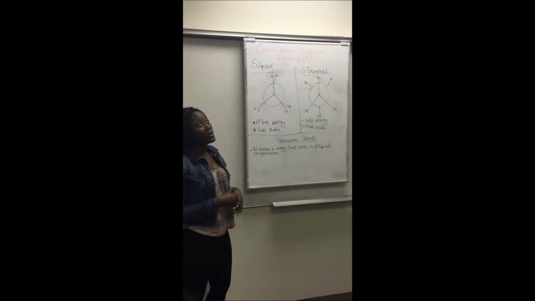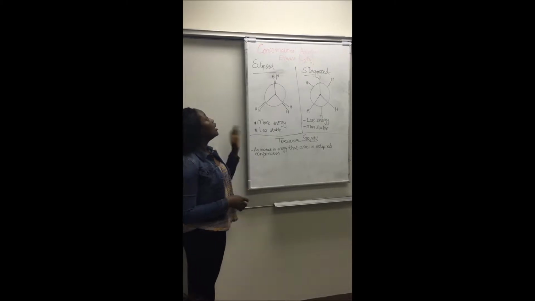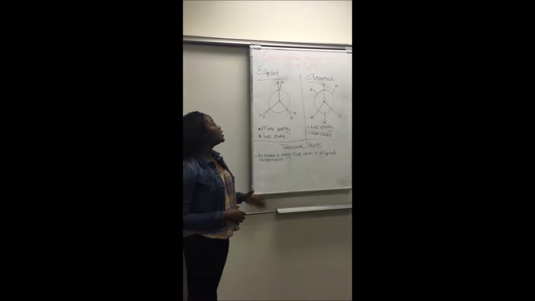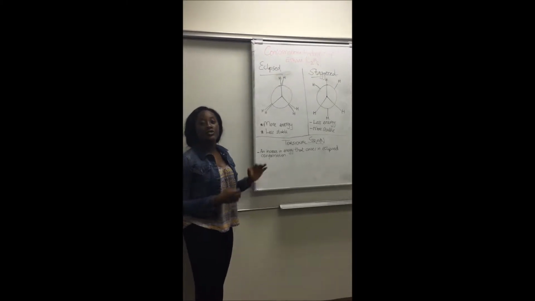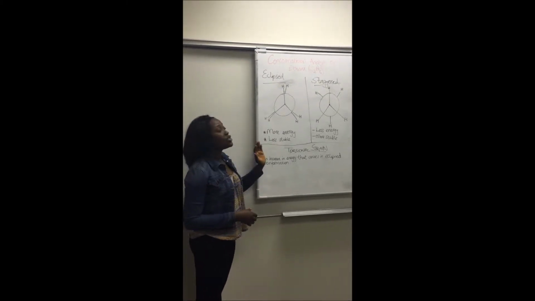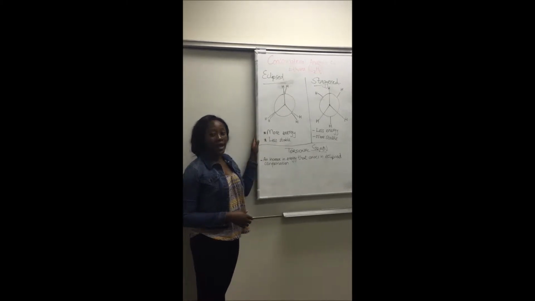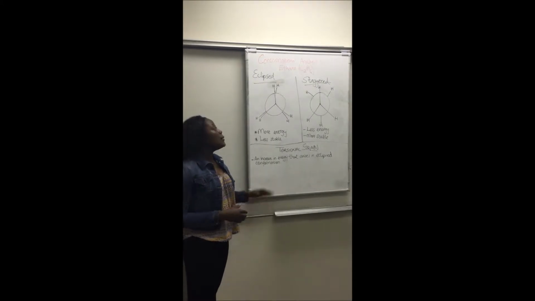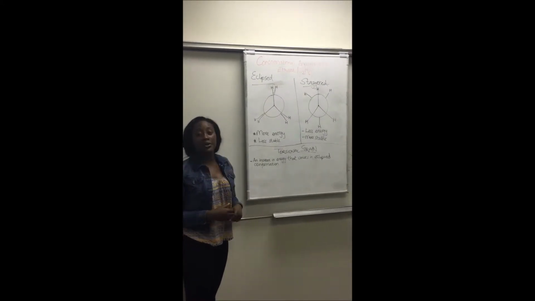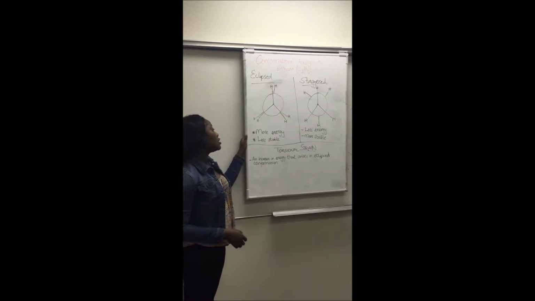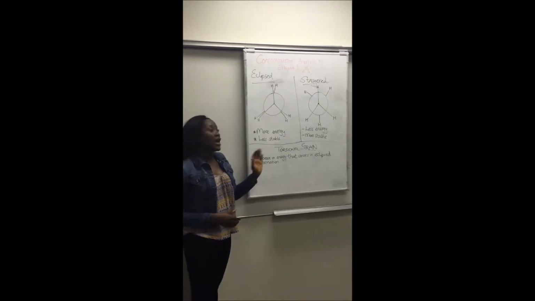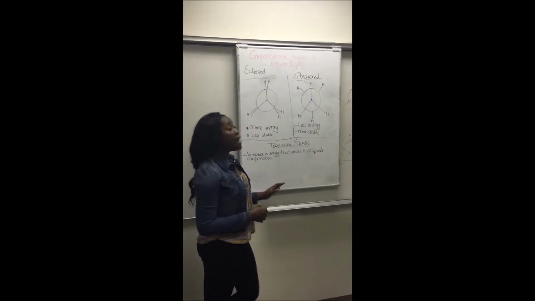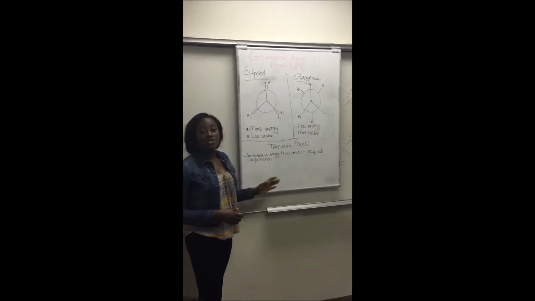Now let's talk about conformational analysis of ethane. Ethane can be both eclipsed and staggered. In an eclipsed conformation, the carbon-hydrogen bond in the front eclipses, or covers, the carbon-hydrogen bond at the back. In a staggered conformation, the carbon-hydrogen bond in the front bisects the carbon-hydrogen bond at the back. In an eclipsed conformation, we have more energy and it is less stable. In the staggered conformation, we have less energy and it is more stable.